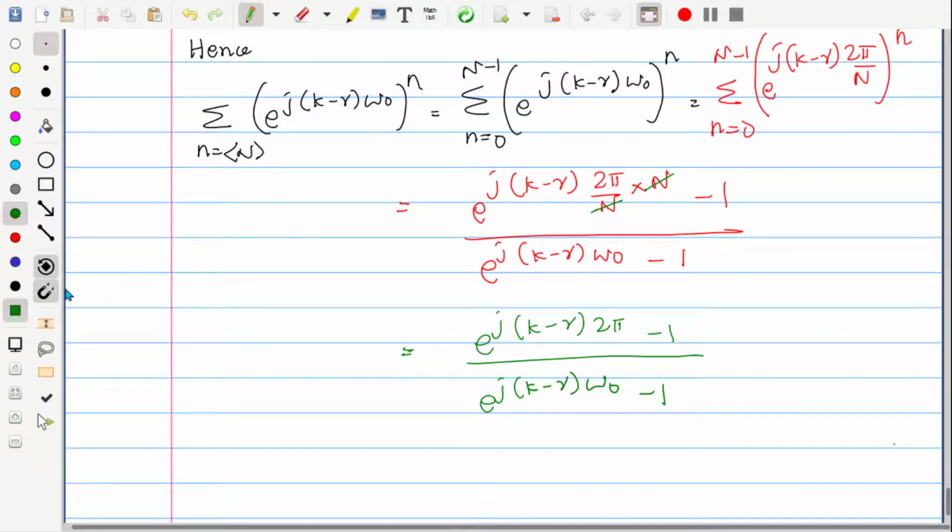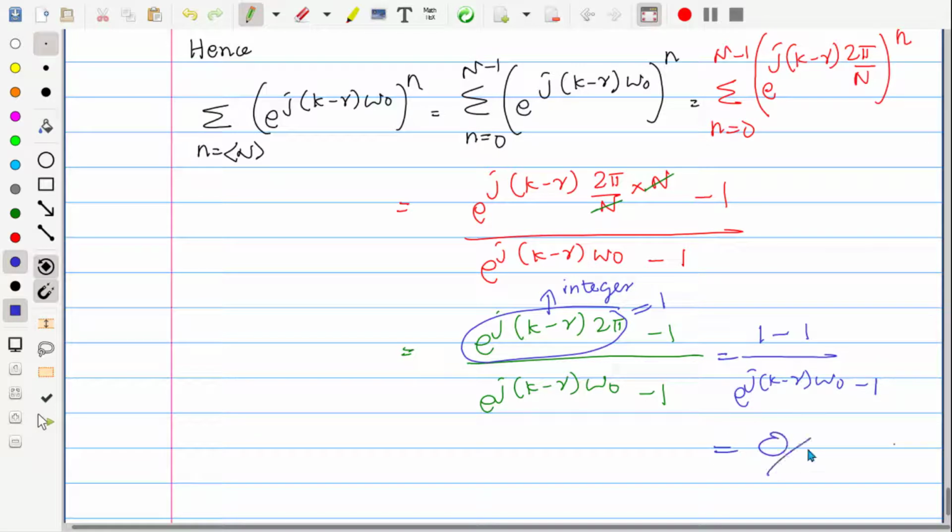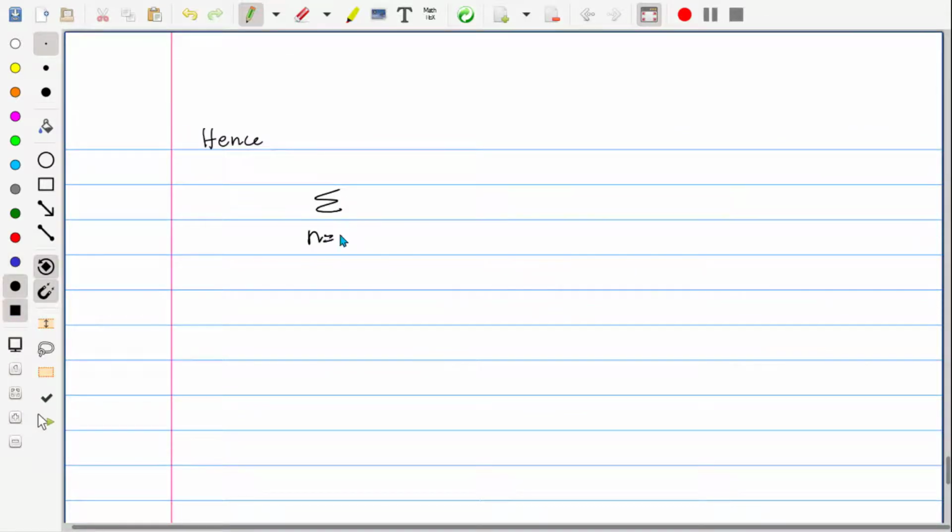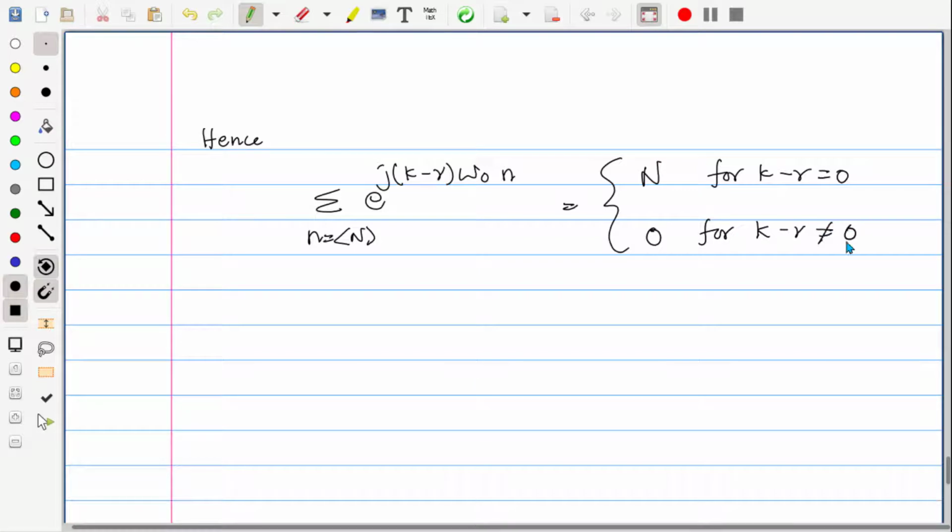Here you know that both k and r are integers. So anyway, e power j into an integer into 2 pi will always result in 1. So in the numerator of this equation, it will give us 1 minus 1 divided by e power j k minus r omega 0 minus 1, and that will result in 0. When k minus r is not equal to 0, this innermost summation will always result in a value 0. So only for k minus r equal to 0, it has a value which is equal to capital N.